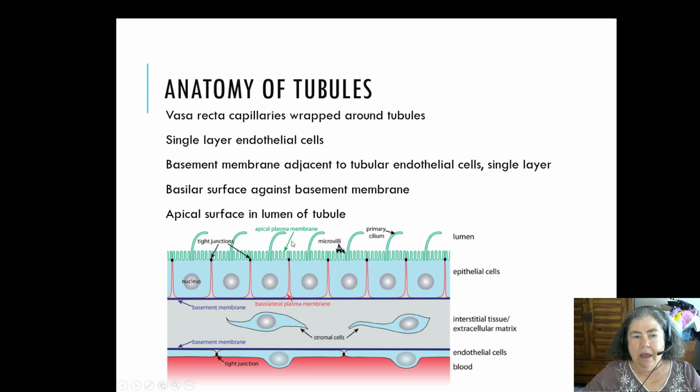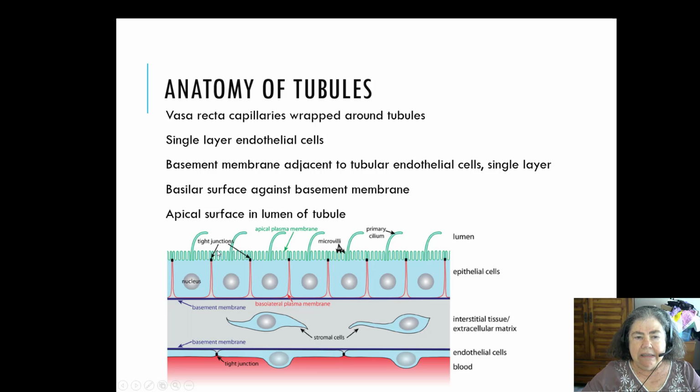The single layer of basement membrane is along what is called the basal or basilar surface of the epithelial cells. So the epithelial cells have a base and an apex. So this is the basilar layer. This is the apical layer. And the apical surface is within that urinary space. It's in the lumen of the tubule, and it's in contact with filtrate.